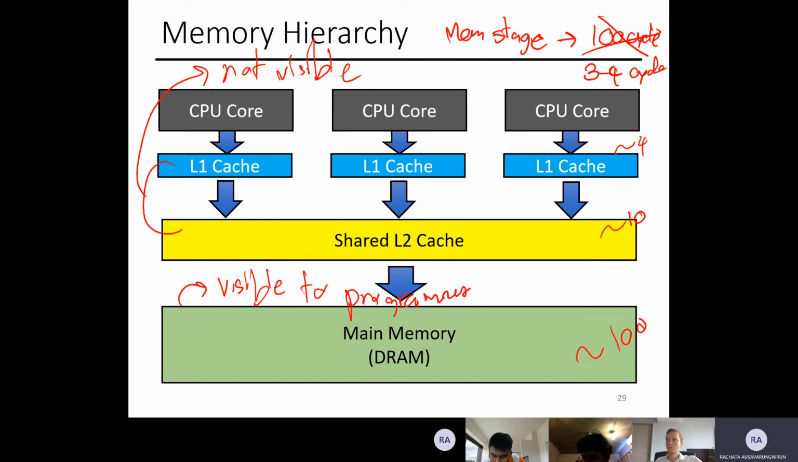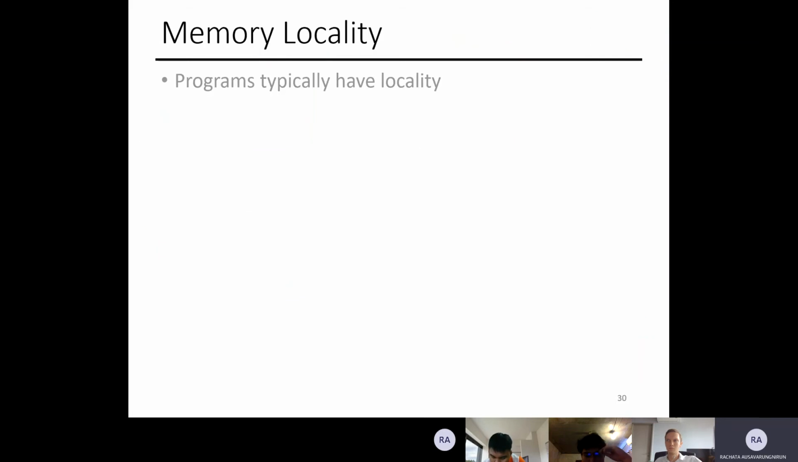Afterward, we talk about memory. I want to give some primer on this. Memory locality, basically, if you look at the program, they typically have locality. How many of you write code this way? How many of you write your code this way?